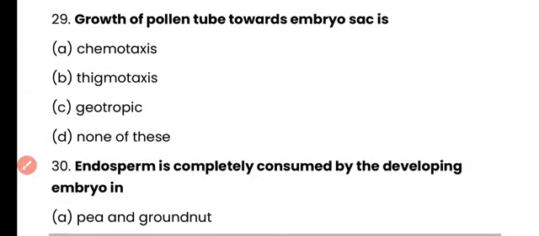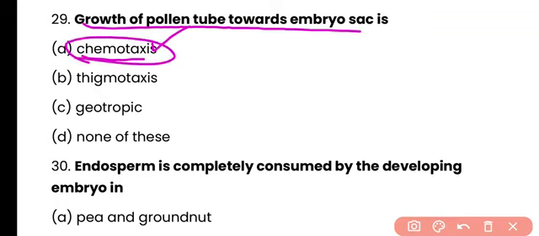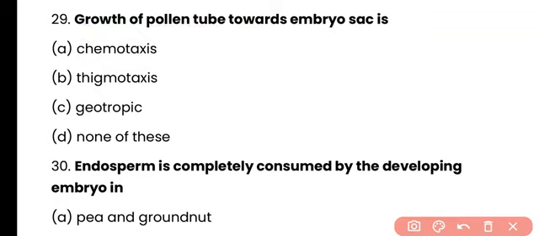Question number 29. Growth of pollen tube towards the embryo sac is chemotaxis, thigmotaxis, geotropic, none of these. Correct answer is option A. Growth of pollen tube towards the embryo sac is a type of chemotaxis movement because it is under the influence of oxygen and some other carbohydrate-like chemicals. That's why it is a chemotaxis type of movement.